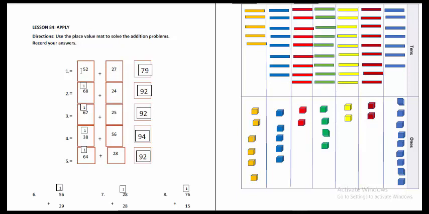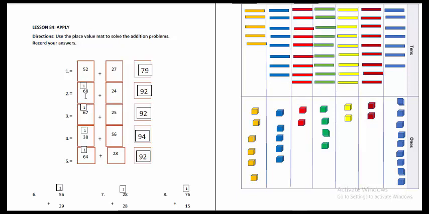5 plus 2: 5 in my mind, 2 on my fingers, and after 5: 6, 7. 7 in the tens place. We have 79 to record on the place value mat. How many tens? 7 tens. So we have to draw 7 sticks. And how many ones? 9 ones. So we have to draw 9 squares in ones.